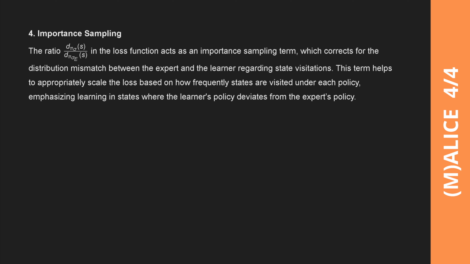Importance sampling, this is a particular ratio in the loss function and acts as an importance sampling term which corrects for the distribution mismatch, part B of this video, between the expert and the learner regarding the state visitation. So this term helps to appropriately scale the loss based on how frequently states are visited under each policy, emphasizing learning in states where the learner's policy deviates from the expert policy. And this is exactly what we want. We want that each of our little AI agents behaves like an intelligent agent that is allowed to deviate by a certain epsilon from the predefined expert policy, thereby defining and discovering new paths.